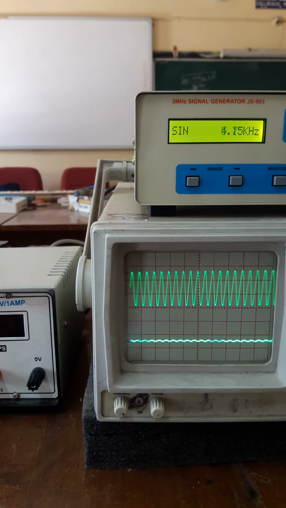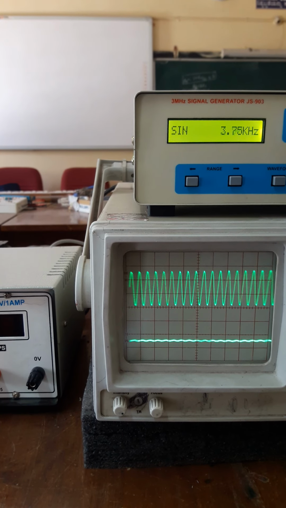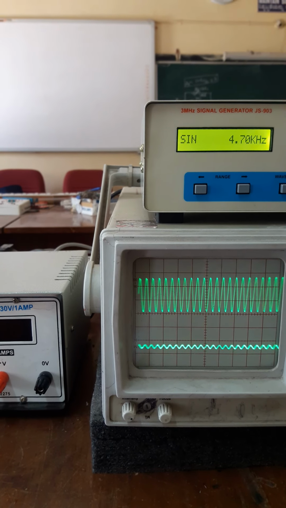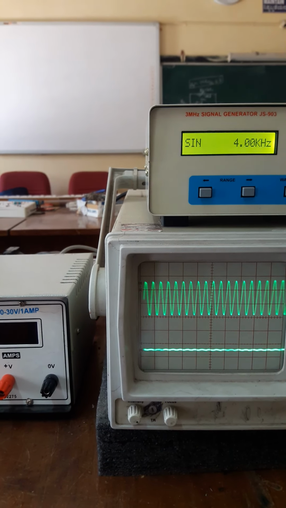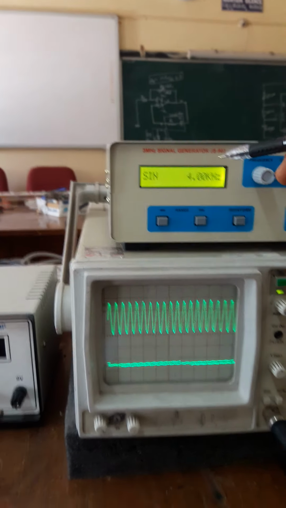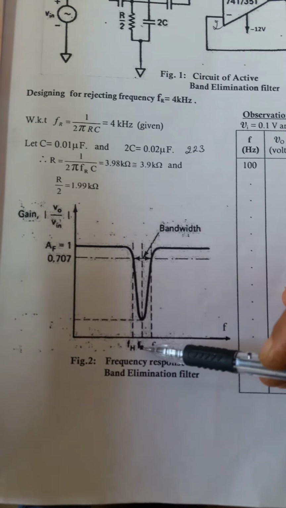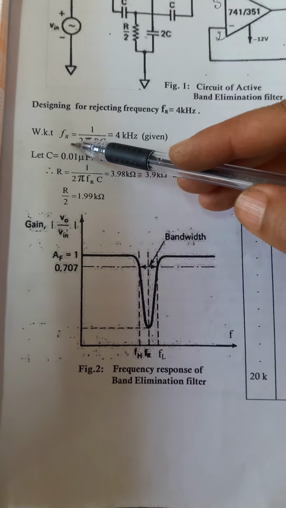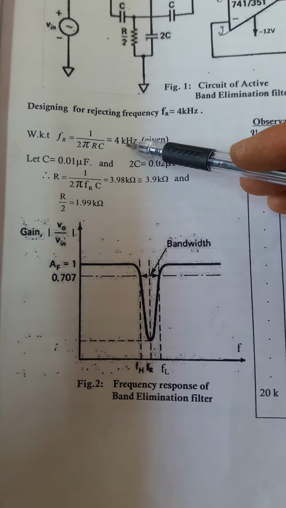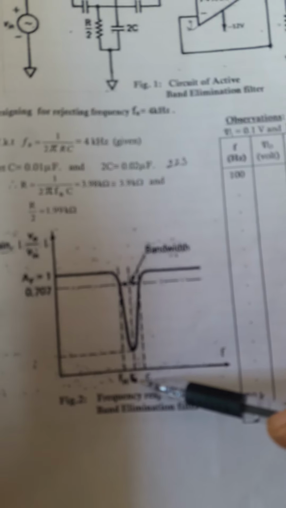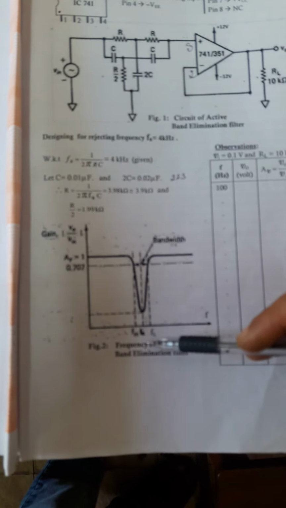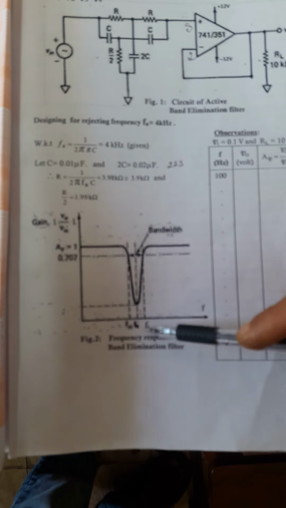It shows that for the design frequency of 4K, we get a minimum output, that is a band elimination. So this band elimination at 4 kilohertz, which we have designed, is being seen here. 4 kilohertz is the design frequency FR, which is the minimum. For the design frequency of 4K, the output from our observation tabular column is at a minimum. From this graph we can say that this is the design frequency FR.